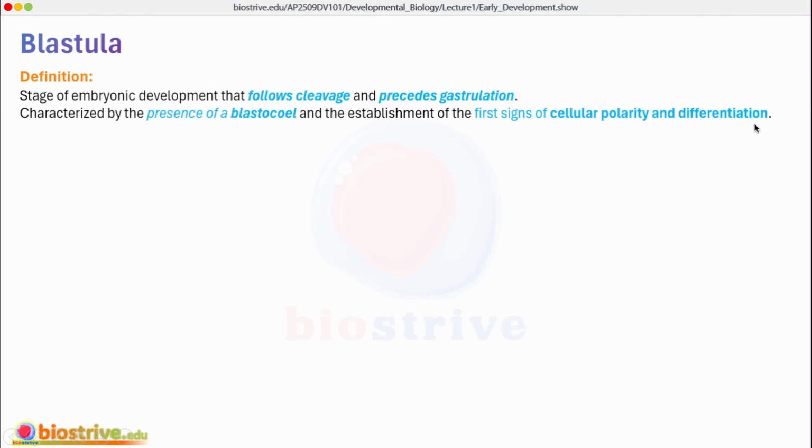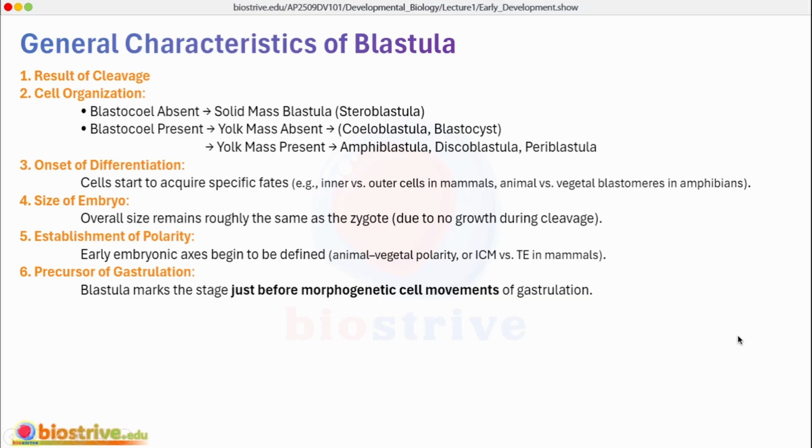and differentiation. For example, in case of mammalian blastula, there is outer trophoectoderm and inner cell mass. So inner cell mass will give rise to potentially the whole body, whereas trophoectoderm will give rise to supportive tissue like placenta. What are the general characteristics of blastula?